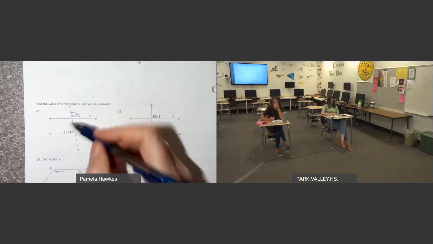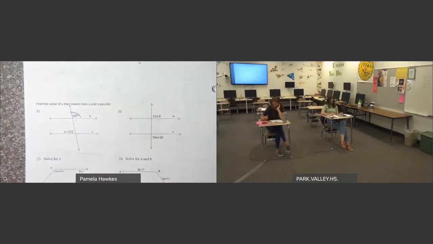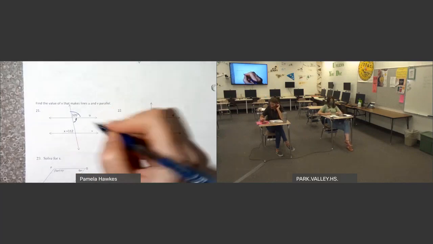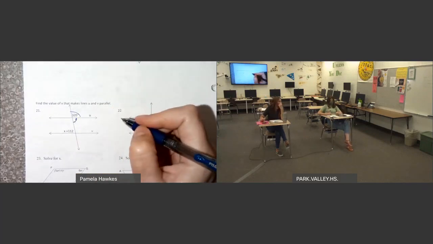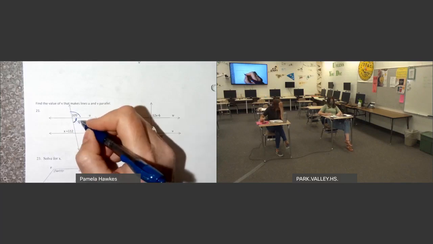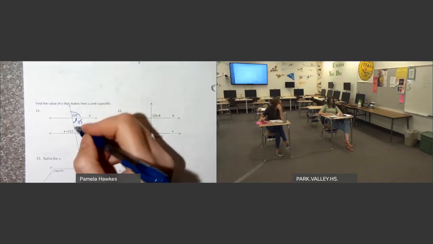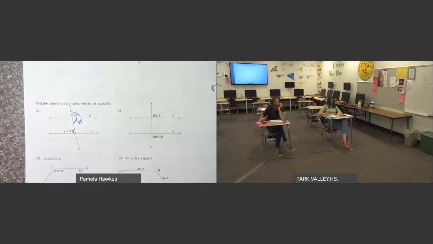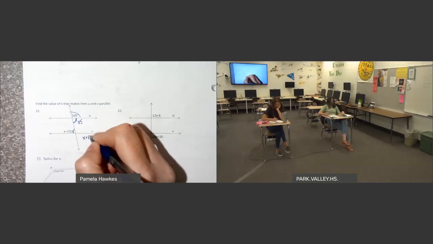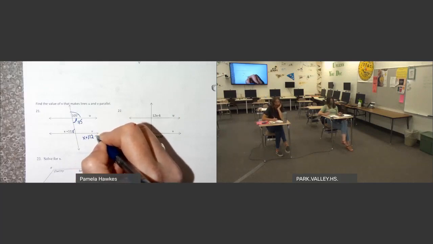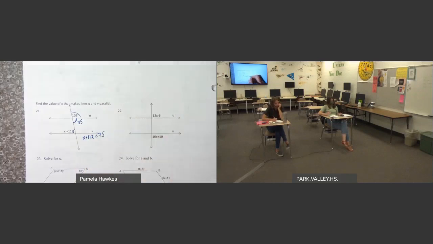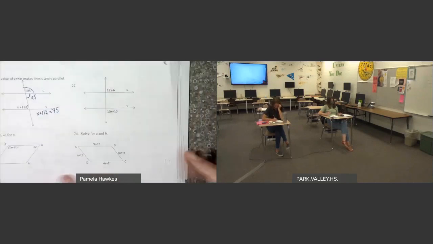What am I going to do? How big is this angle? This one right here, how big is it? Okay. Now what do you know about this angle and that angle? They're alternate interior. And what do you know about alternate interior angles? So I could say x plus 112 equals 75, right? Okay, tell me about these two.